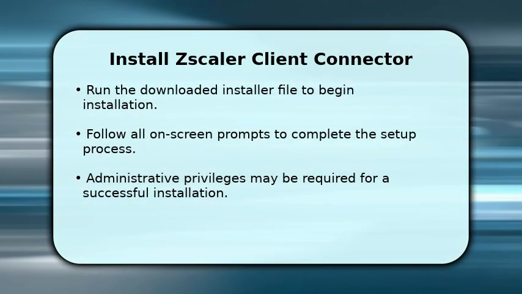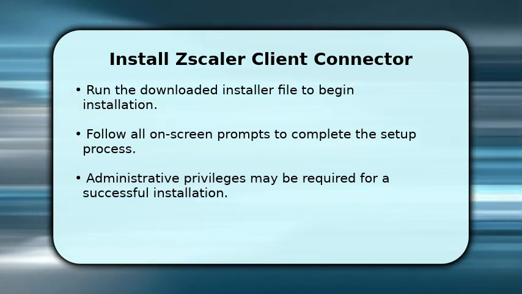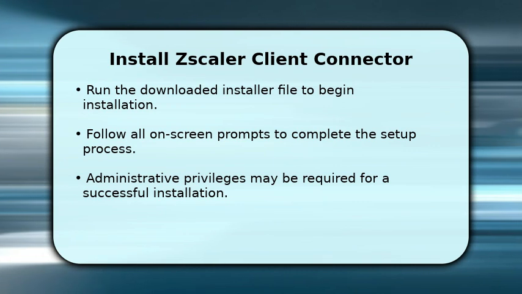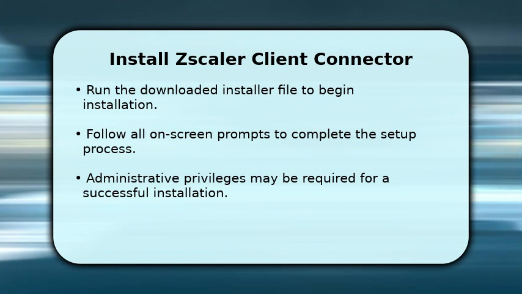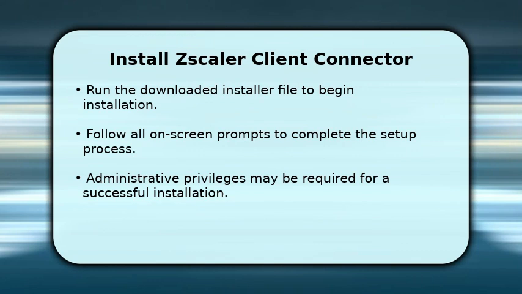Once the download is complete, locate the installer file and run it. The installation wizard will guide you through several steps. Simply follow the on-screen prompts, accepting the terms and conditions as necessary. For many systems, you might need administrative privileges to install the software correctly, so be prepared to enter your administrator password if prompted. The process typically takes only a few minutes.